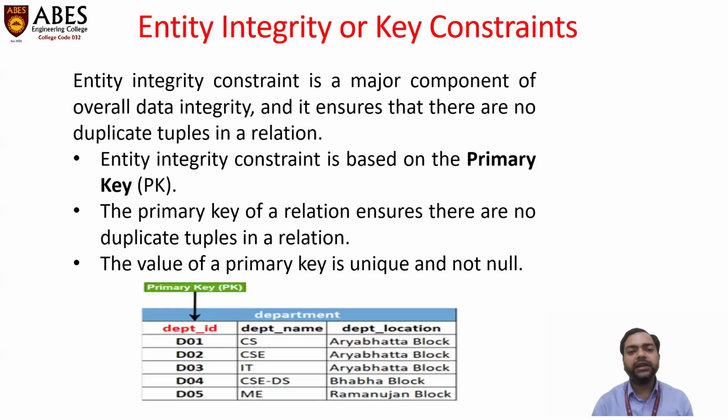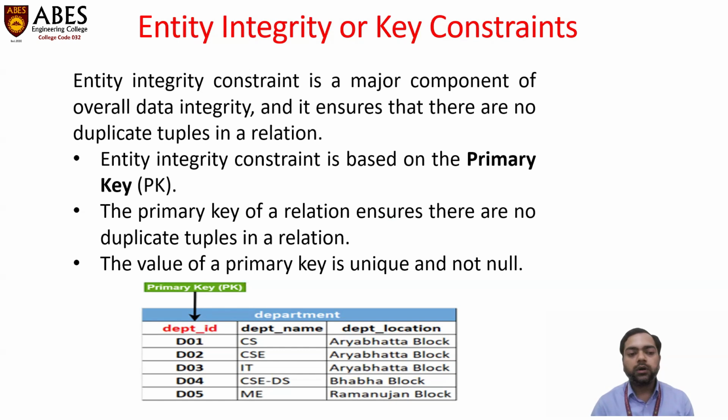First of all, we have entity integrity or key constraint. Basically, entity integrity or key constraint is based on the concept of primary key. Now, what is a primary key? Every relation has a primary key, which ensures that no two tuples are the same, or that there are no duplicate tuples in the relation. So it is a major component of overall data integrity, ensuring there are no duplicate tuples in the relation, right? How does it ensure that? By placing some constraint. What kind of constraint?